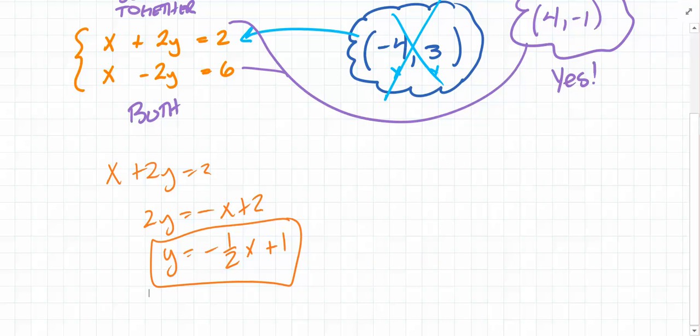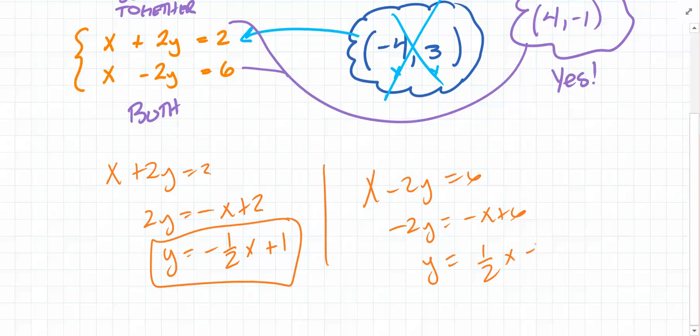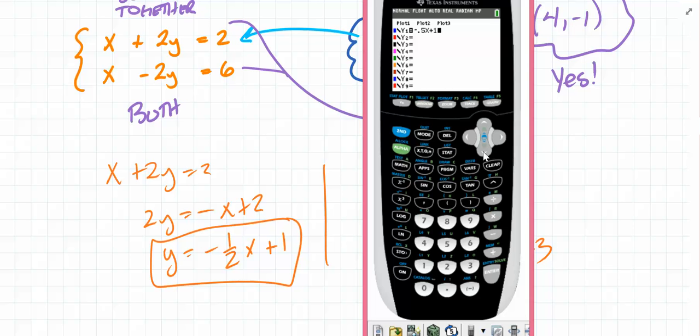All right. So the other equation I had was this. I had x minus 2y is equal to 6. So -2y equals -x plus 6. So y equals 1/2 x minus 3. Let's plug that one in as well. All right. So the next one down, I'm going to have 0.5x and then plus 3.